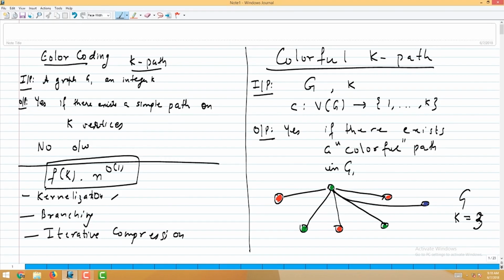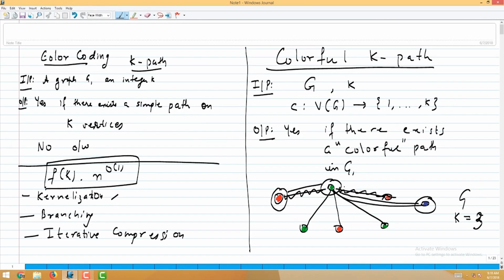Okay, so what is one such path? If you look at this path from here to here to here, this is a path on 3 vertices and all the vertices in this path are colored with different colors, right? This other one is also a path of length 3, but I can't output it because there are 2 vertices colored red in this path. So there is only one solution in this graph, which is this red, green and blue path. Okay, so is the problem clear? I'll give you such a graph as input and you have to find me a colorful path of length k in this graph.